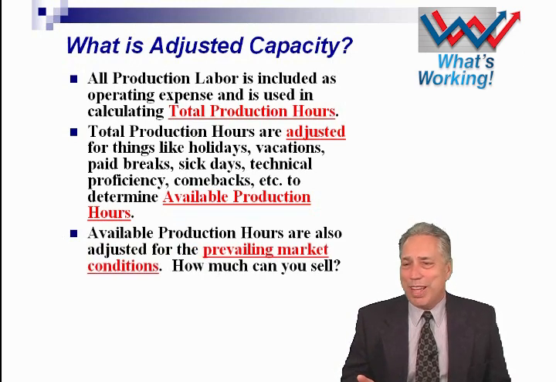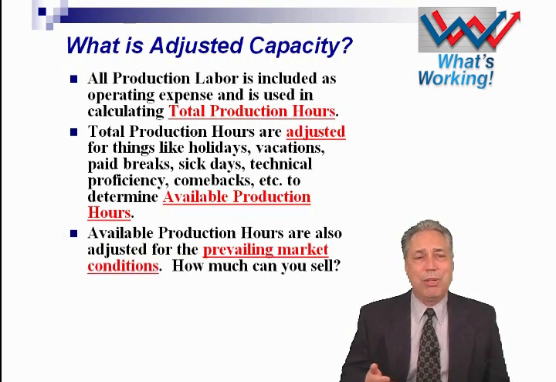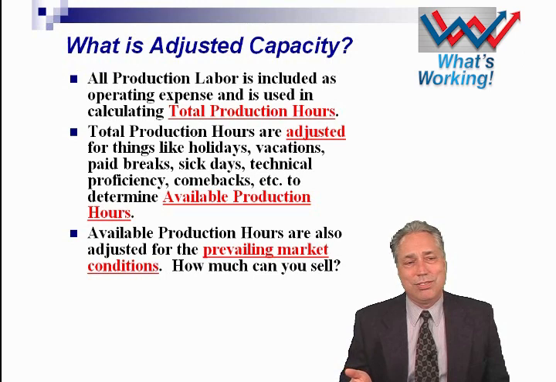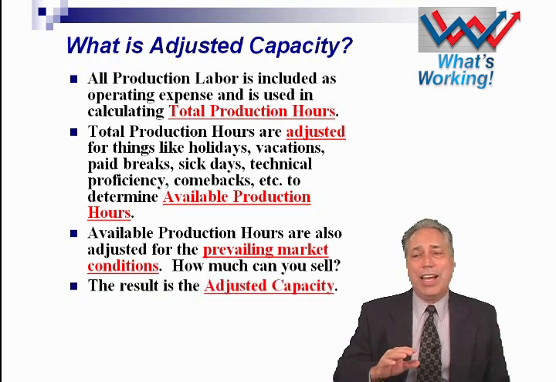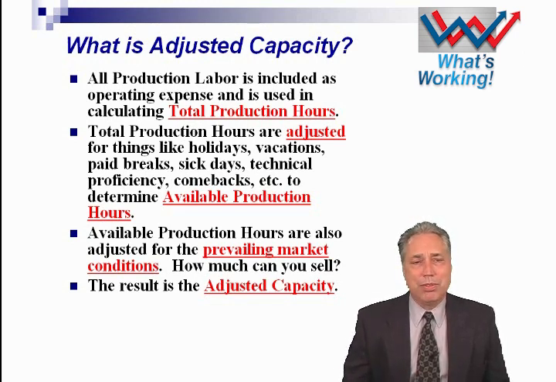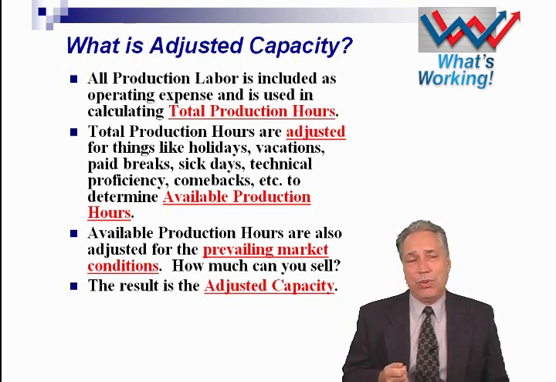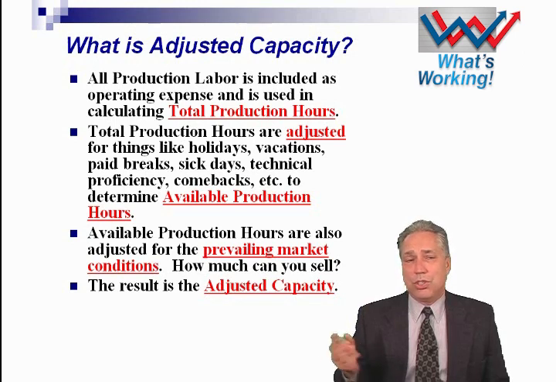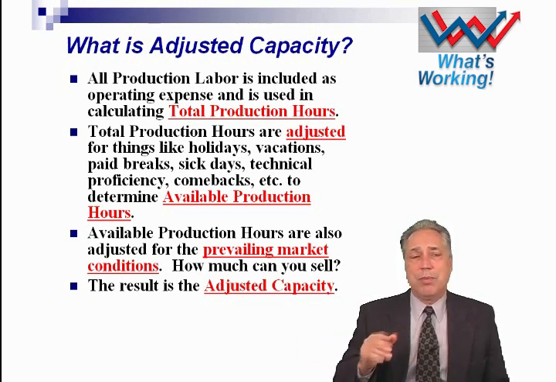But just because the hours are available doesn't mean we can sell them. Available hours need to be adjusted again, and they're adjusted for the prevailing market conditions. In other words, how many hours can you sell? So once we've adjusted for that, we then know what our adjusted capacity is for our shop. So you see, adjusted capacity depends on really three things. How many technicians we have, how many hours we're buying, how many of those hours are more or less adjusted away due to circumstances, and what are the prevailing market conditions, the constraints that the market puts on us to limit how many we can sell.